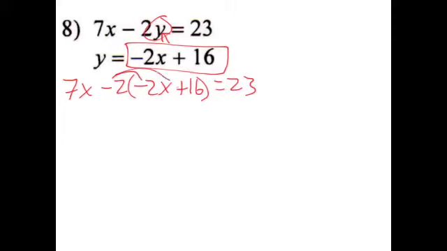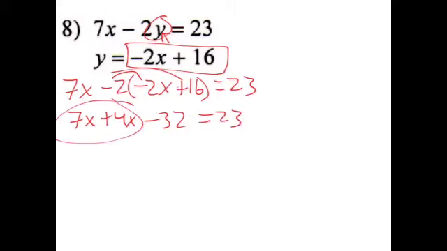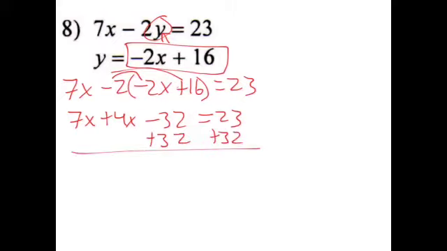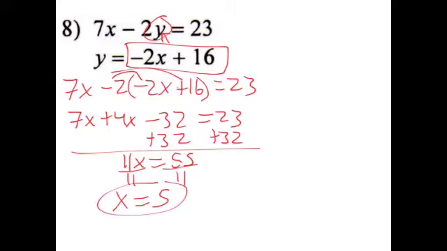Now I just need to distribute that through to get things simplified. We'll get 7x plus 4x minus 32 is going to equal 23. And I want to combine my x's, but also get rid of the subtract 32 while I'm at it. So I'm going to add 32 to both sides. And in the meantime, add 7x and 4x together to get me 11x. And then on the right side, 23 plus 32 is 55. Divide both sides by what's in front of x, which is 11, to get x equals 5. Yay, we got one of our numbers.